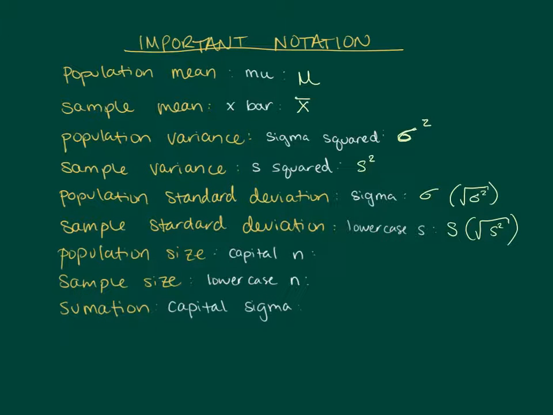Population size, when we talk about population size, which we almost never will, is given with a capital N, and then sample size is given with a lowercase n.